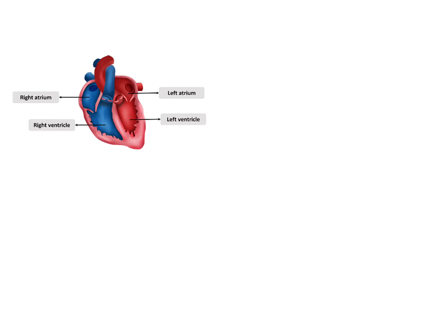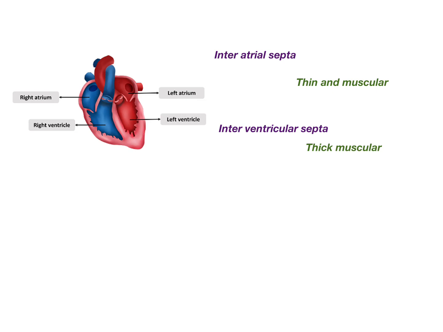The chambers of the heart are separated by different septa. The two atria are separated by the interatrial septum, which is thin and muscular. The two ventricles are separated by the interventricular septum, which is thick and muscular. The atria and ventricle on each side are separated by the atrioventricular septum, which is thick and fibrous.